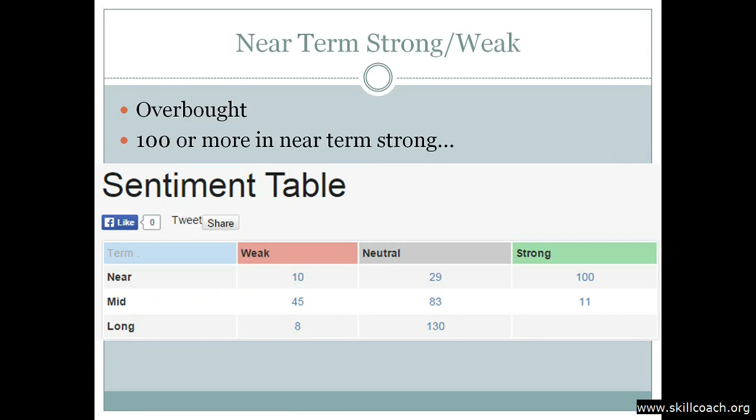So let's look at this table again, and you can see that this particular example, which by the way was from Sunday, just a few days ago, and the market turned down, by the way, from this overbought condition. But notice, 100 stocks were in near-term strong. That was an overbought condition in the sentiment table. This other stuff doesn't matter, right? It really doesn't matter to this particular use of the sentiment table.